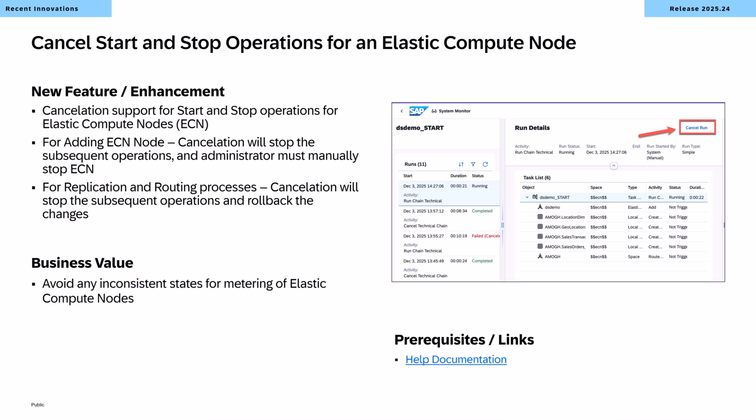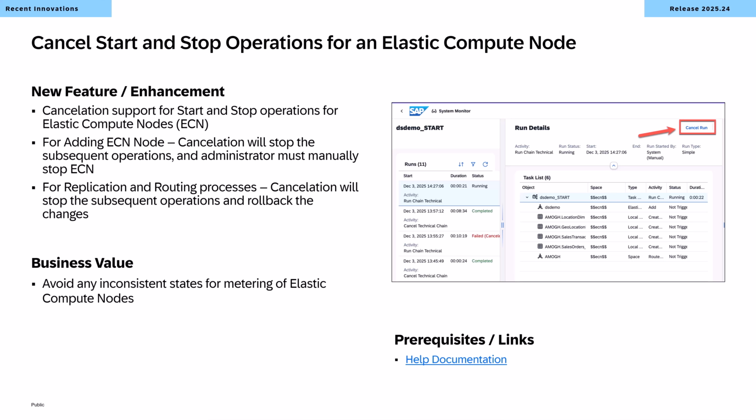Before I start talking about the feature itself, I'll give a little bit of background. The Elastic Compute Node start process entails that an Elastic Compute Node is provisioned in the first place, replication is performed, and then the routing to the Elastic Compute Nodes is performed, which means that from that point onwards, after the routing is done, all new queries for that space coming from SAP Analytics Cloud would be routed to the Elastic Compute Node.